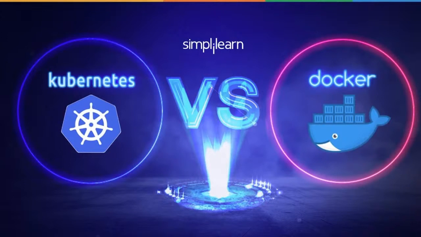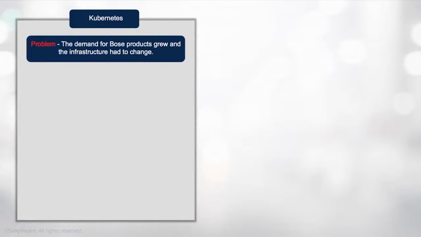So with that said, let's jump into Kubernetes versus Docker. Let's go through a couple of scenarios. Let's do one for Kubernetes and then one for Docker. And we can actually go through and understand what problems specific companies have had and how they were able to use the two different tools to solve them. So our first one is with Bose.